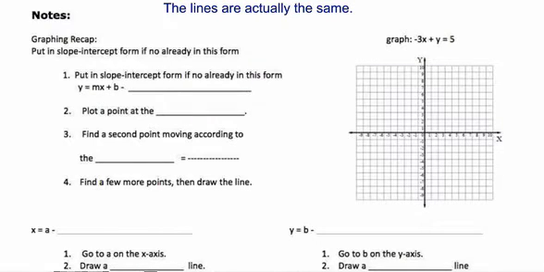Okay, so before we get started on this, we'll just do a quick graphing recap, especially if it's not in y equals mx plus b form. The first thing you need to do is get it into that form. So I'm going to take this negative 3x plus y equals 5 and rearrange it. I want to get the y by itself, so I'm going to add 3x to both sides, and I get y equals 3x plus 5.